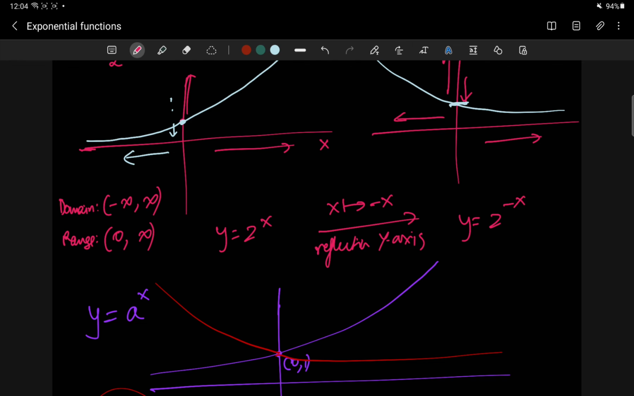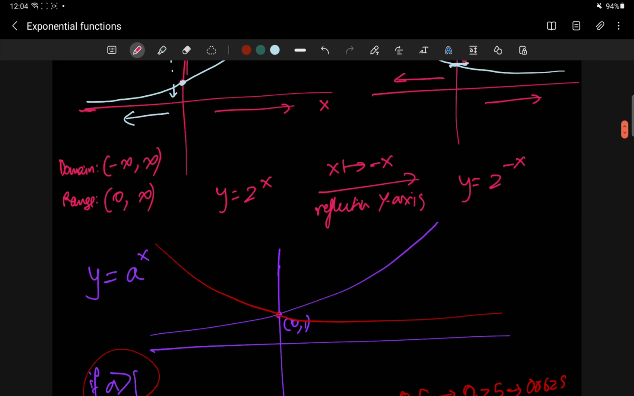When you multiply a number a bunch of times with itself, you can't really get a negative, right? Unless you start with a negative, but we're not starting with the base being negative.